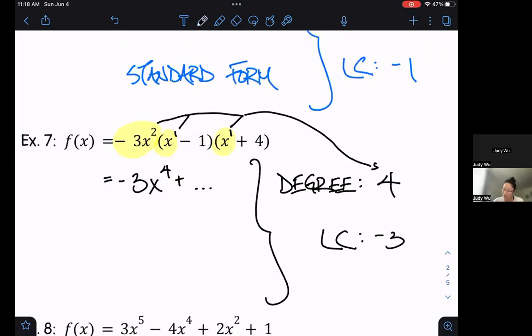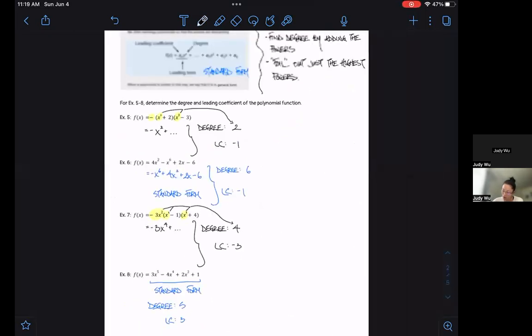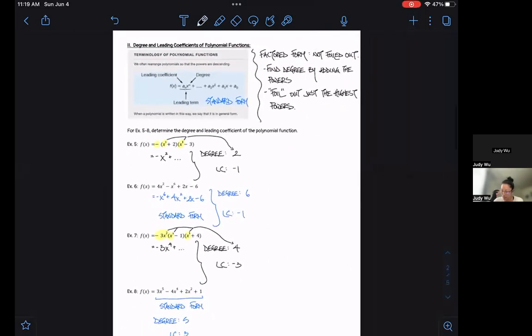Okay. So let me zoom out real quick. We'll take a look at this degree and leading coefficient of polynomials in standard and factored form. We have to have different strategies there. Make sure you know how to recognize whether you're in factored form or whether you're in standard form. You don't want to confuse your rules, otherwise you'll get that leading term incorrect, okay?